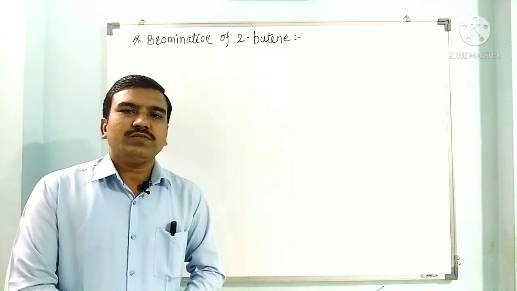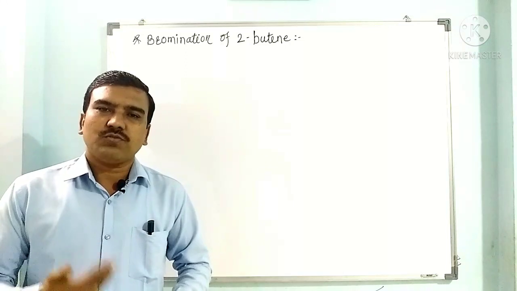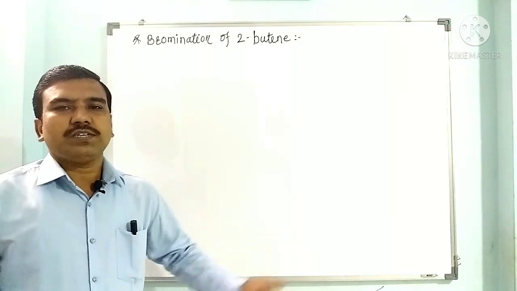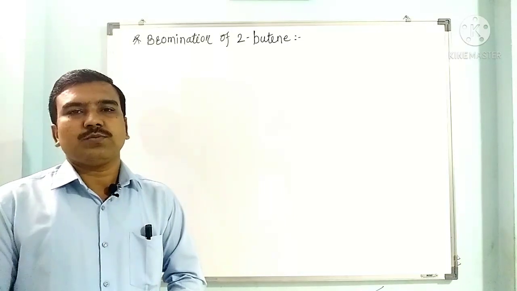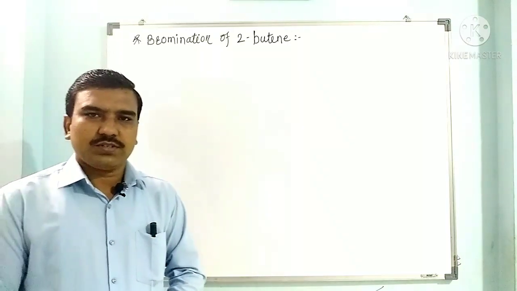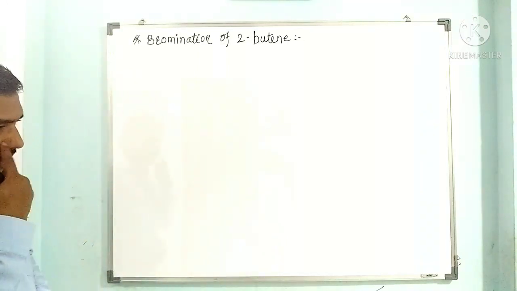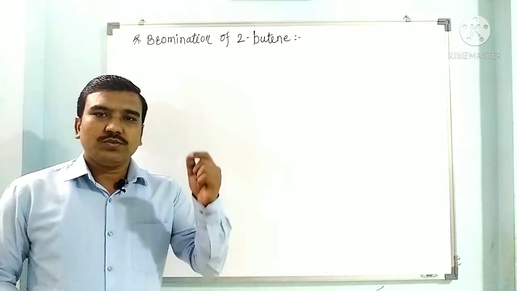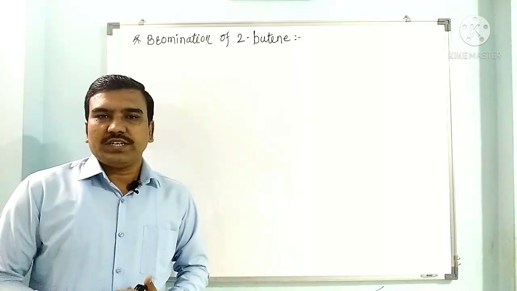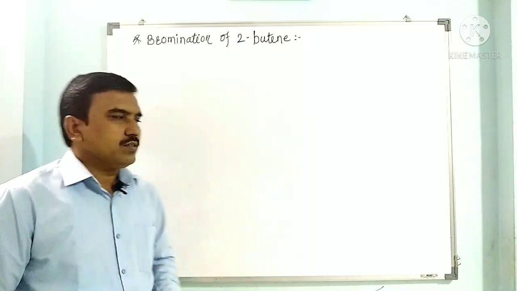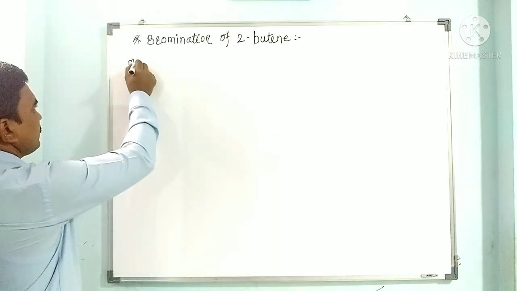So the alkenes, when treated with bromine in a solvent such as carbon tetrachloride or water, means bromine in carbon tetrachloride or bromine water, can give dibromides, 1,2-dibromo compounds as a product, known as bromination of alkene. As an alkene has a double bond, across the double bond a bromine molecule is added and gives 1,2-dibromides as a product. Now we have to see the mechanism of bromination.